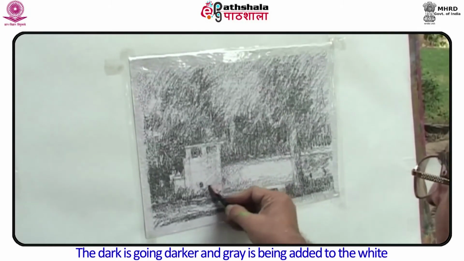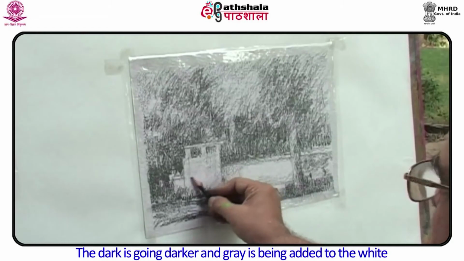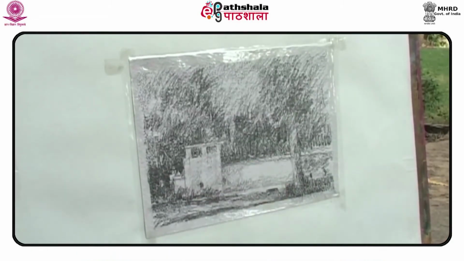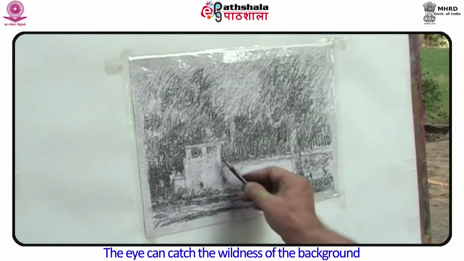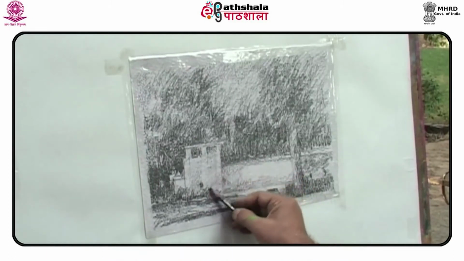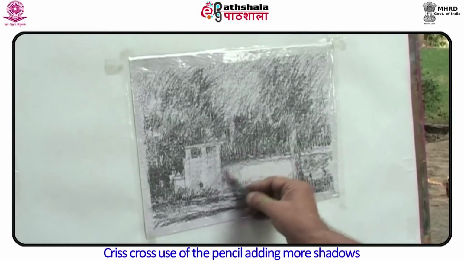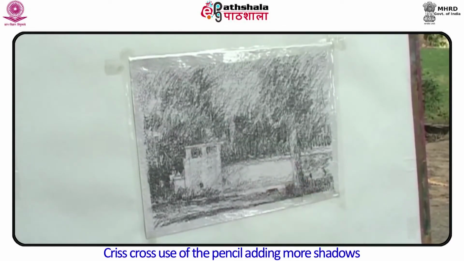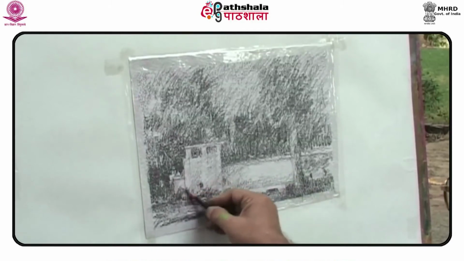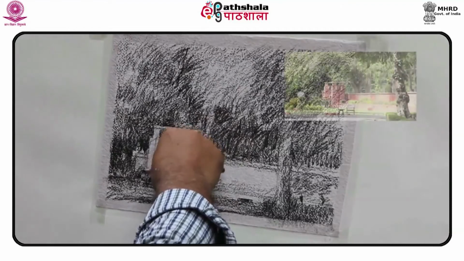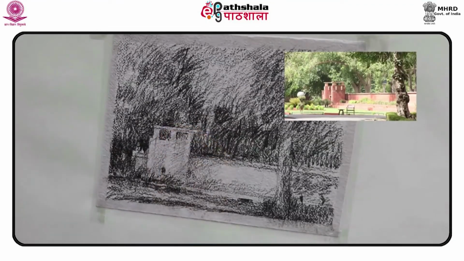The dark is going darker and grey is being added to the white. The eye can catch the wildness of the background. Criss-cross use of the pencil adding more shadows. Next to the wall, a few lines are the impression of more plants.